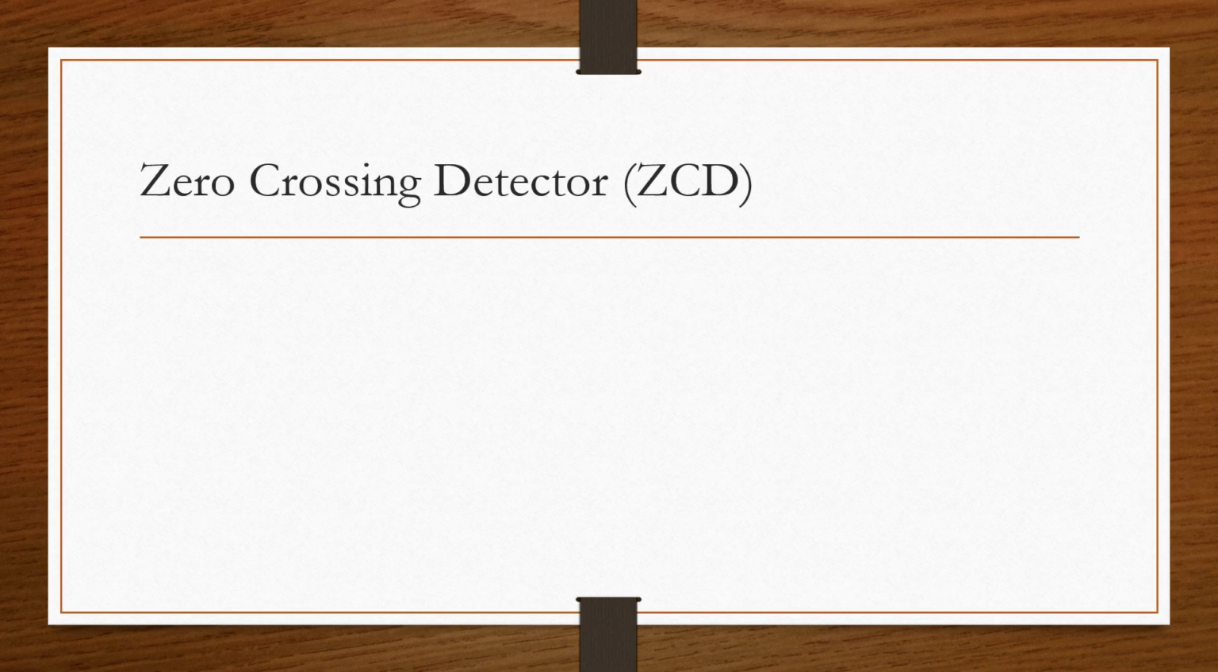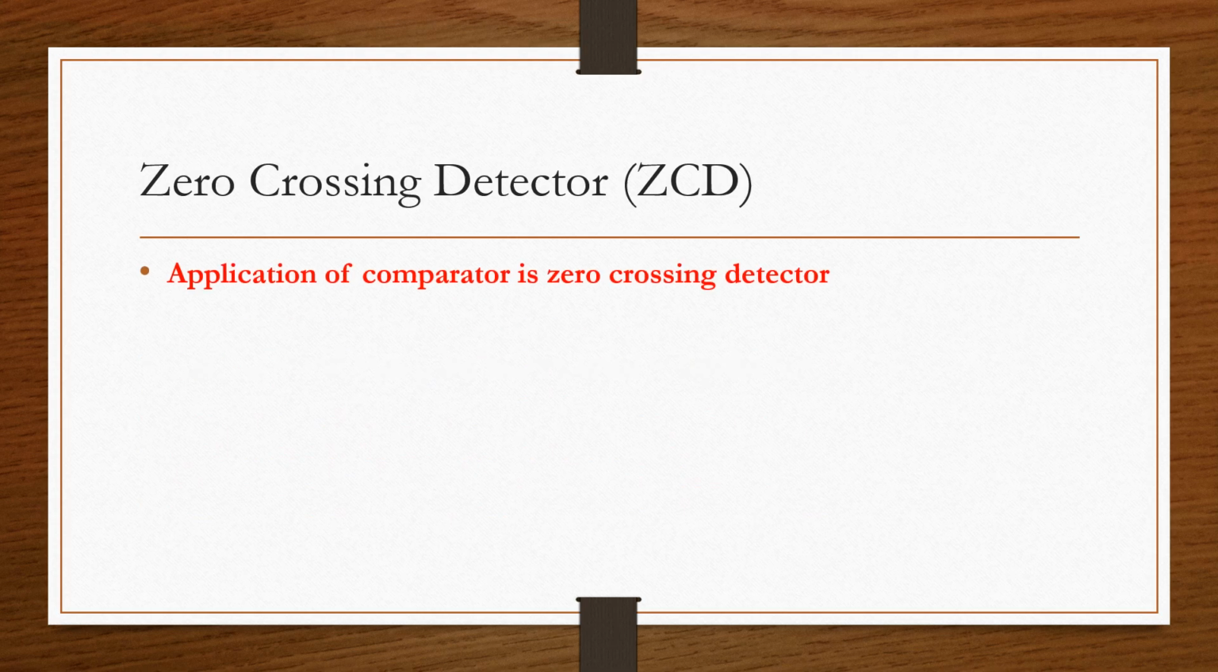Welcome everyone. Welcome to this video tutorial on the topic of zero crossing detector, what we call as ZCD. The immediate application of comparator is zero crossing detector. It is also called a sine wave to square wave converter.